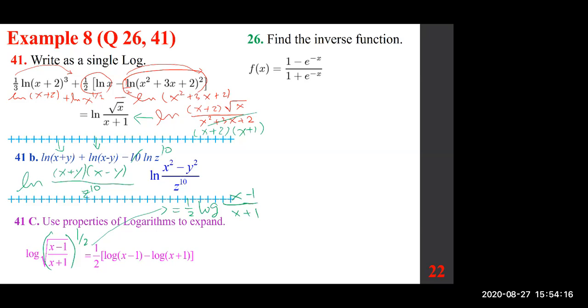We go to the next one, number 26. We want to find the inverse. So I want you to pay attention to this one. It's going to happen very fast and it's fairly simple. Number 1, you can interchange x and y. That's the first thing. You have all the steps, class, here, so just pay attention to what happens.